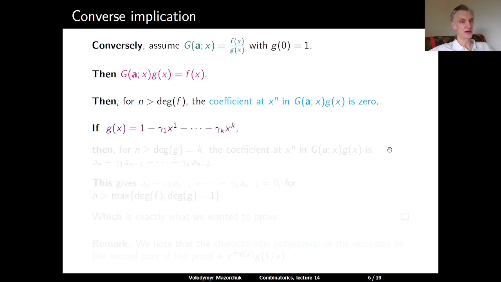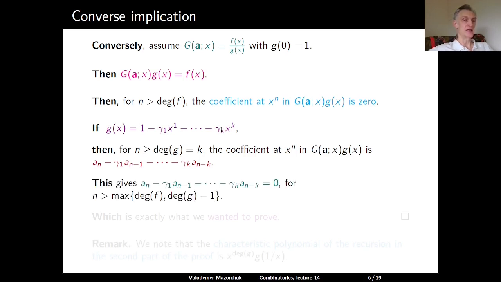If we assume that g of x is the following polynomial, 1 minus gamma 1 x minus gamma 2 x squared minus and so on, minus gamma k x to the power k, which we can assume because the value of g at 0 is 1, so this is fixed, and then gamma 1 and so on, gamma k are some numbers. Then, for any n which is greater than or equal to the degree of g, which we assume is equal to k, the coefficient at x to the power n in our product of the generating function times g is a_n minus gamma 1 a_(n-1) minus and so on minus gamma k a_(n-k).